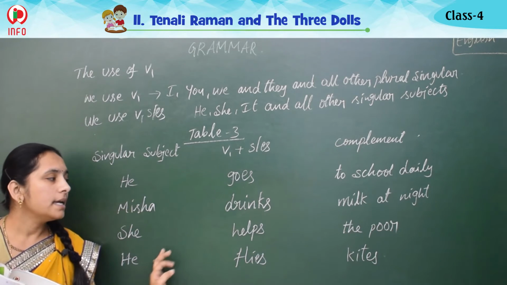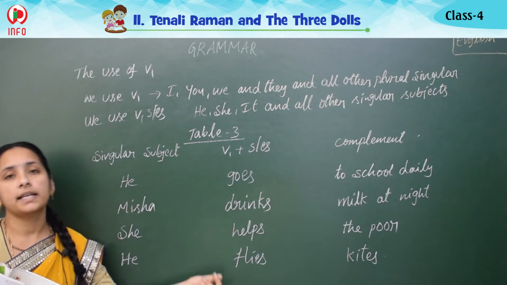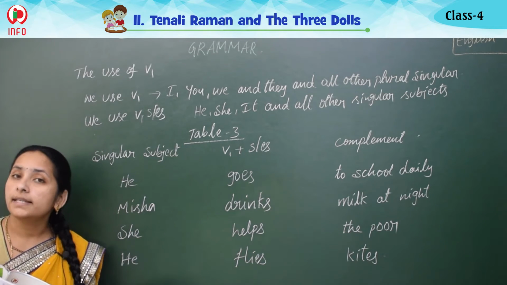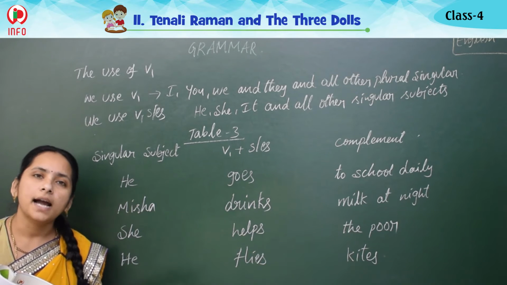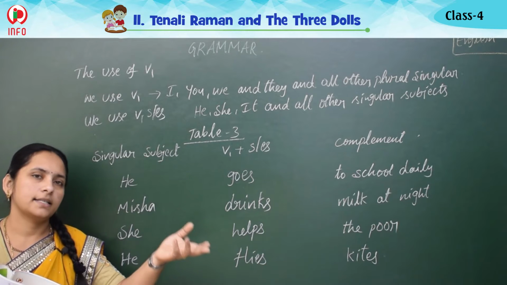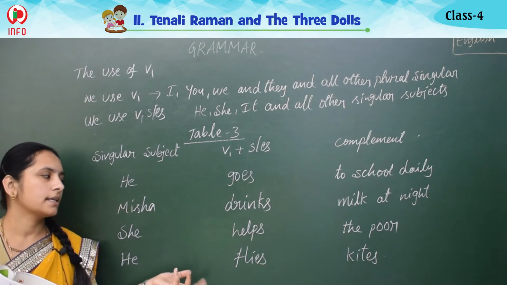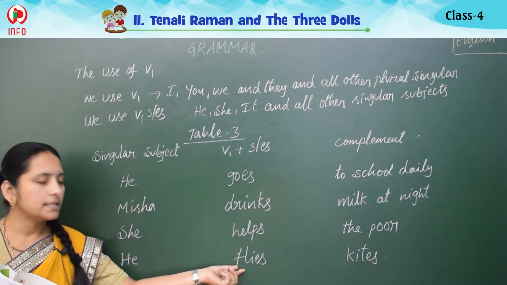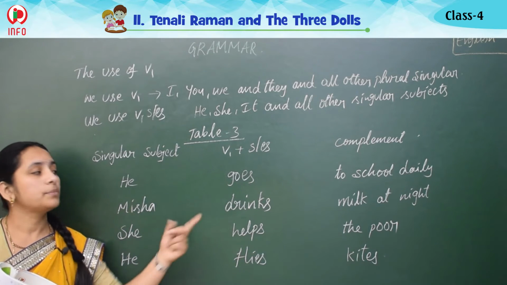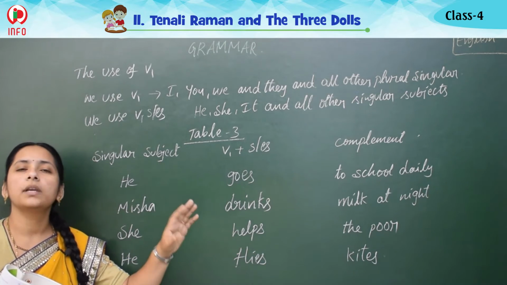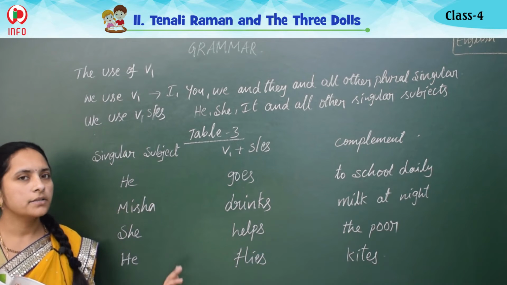And he flies kites. She flies kites. Ramu flies kites. They fly kites. You fly kites. I fly kites. We fly kites. Like this, based on the subject in the sentence, the S/ES form or only the V1 form we get. Understood this, children?